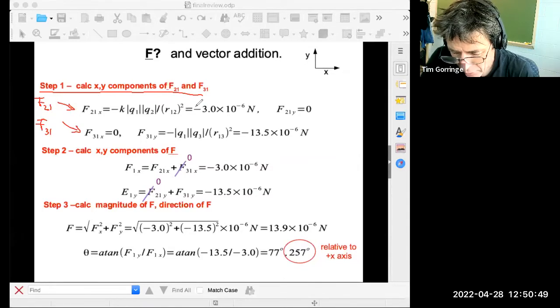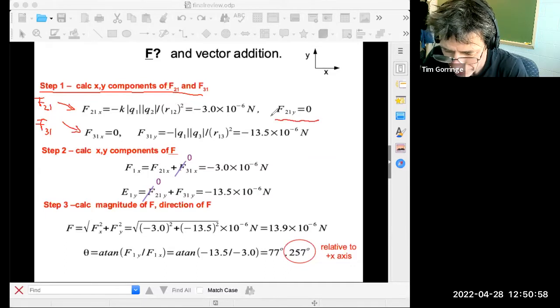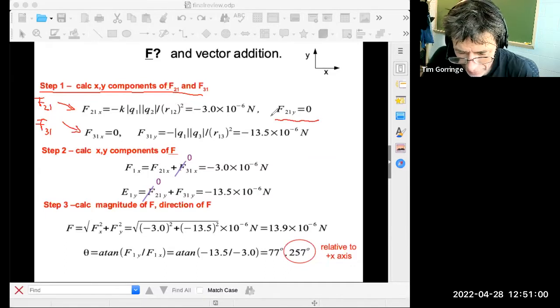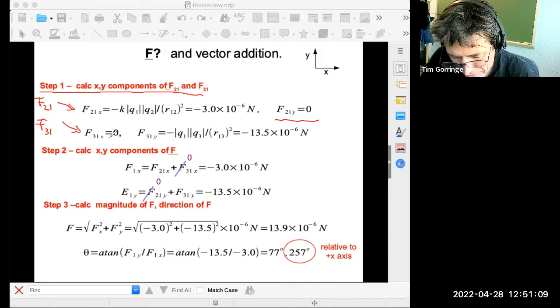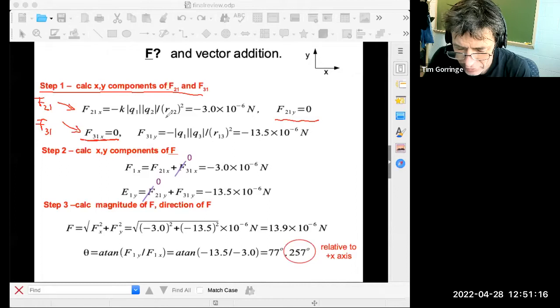Charges 1 and 2 were on the horizontal, the x-axis, and so the force in this case was horizontal. There was no y component. So that was easy. Likewise, for the interaction between charges 3 and 1, charge 3 was immediately below charge 1, and so the force is vertical in that case. There's no component horizontally.